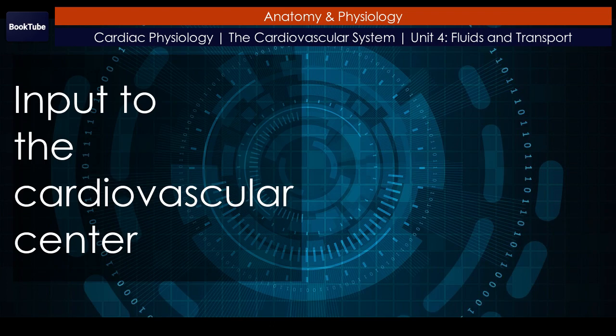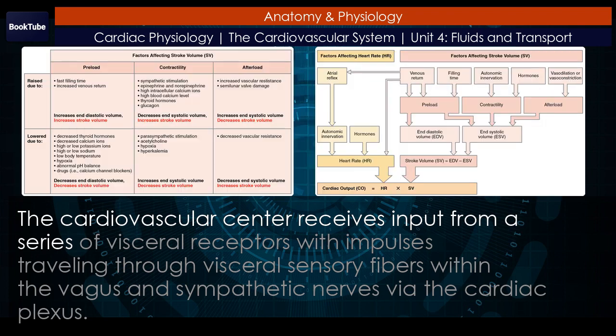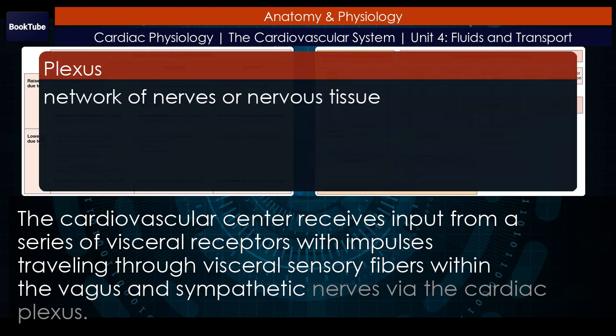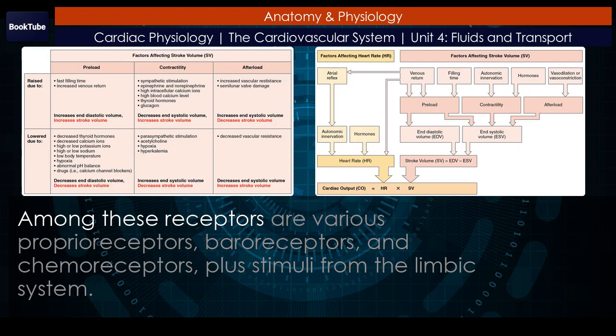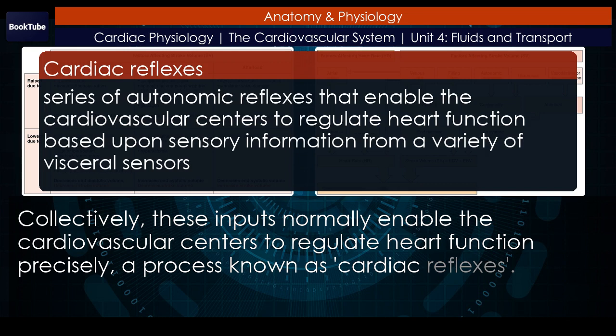Input to the cardiovascular center. The cardiovascular center receives input from a series of visceral receptors with impulses traveling through visceral sensory fibers within the vagus and sympathetic nerves via the cardiac plexus. Among these receptors are various proprioceptors, baroreceptors, and chemoreceptors, plus stimuli from the limbic system. Collectively, these inputs normally enable the cardiovascular centers to regulate heart function precisely, a process known as cardiac reflexes.